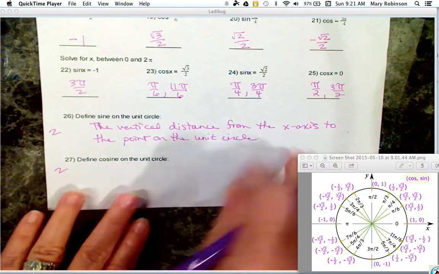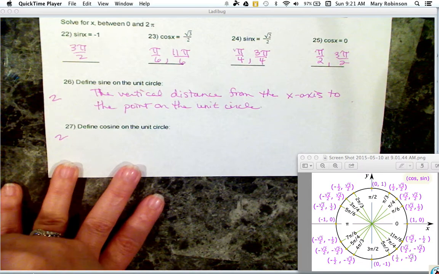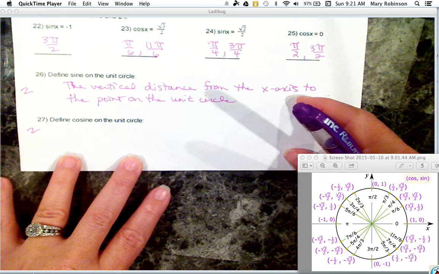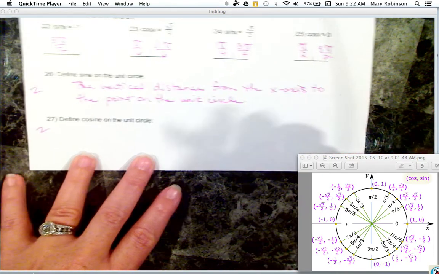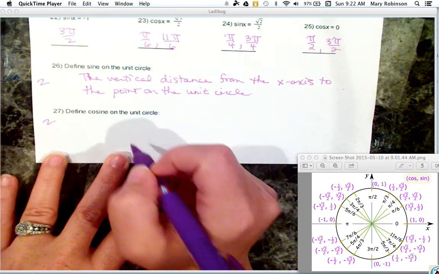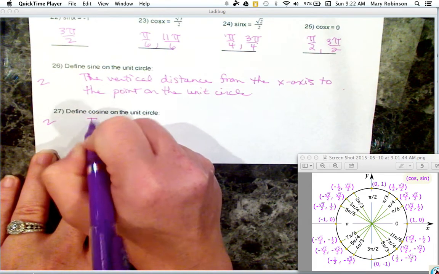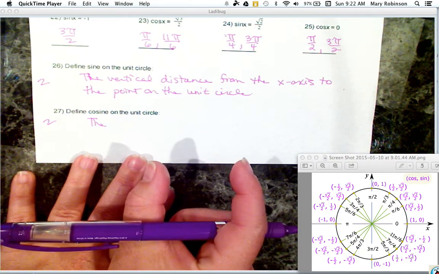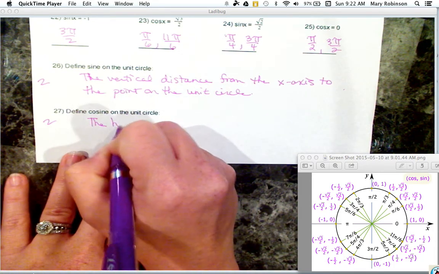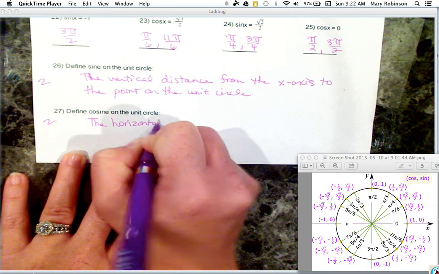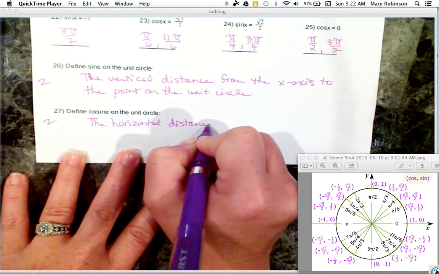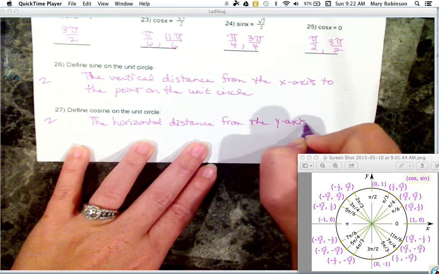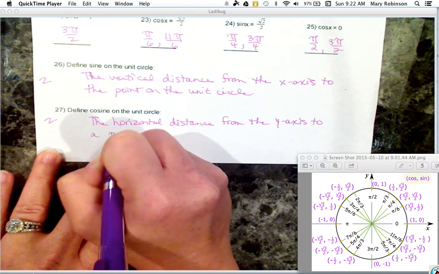So these should be gimmies, guys. The vertical distance from the x-axis. We did that with the spaghetti lab. That's why we took the spaghetti and measured the vertical distance and then cut it and then graphed it. Cosine is going to look almost just like this, only it's the horizontal distance because it's your x. If you think about your x, it is from the origin to your x value. That's your horizontal distance. So the horizontal distance from the y-axis to a point on the unit circle.